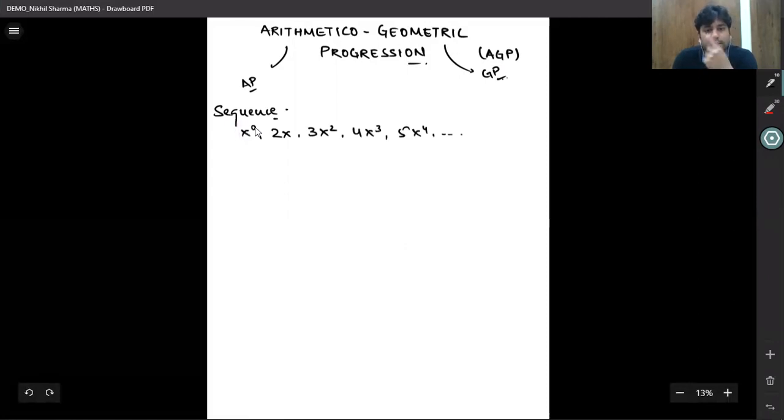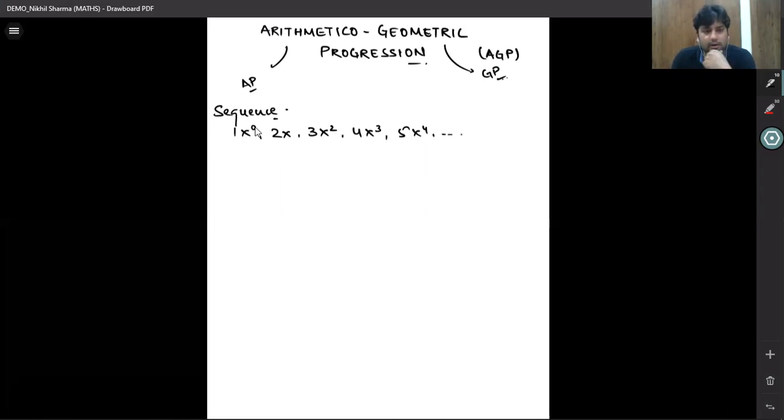Then in the other term, there's 2 and x. In the next term, there's 3 and x squared. Then 4 and x cubed. So you can see this 1, 2, 3, 4, 5, all this form an AP, as well as x raised to the power 0, x raised to the power 1, x squared, x cubed, x raised to the power 4, all this forms a GP. So seeing the individual terms, you can find out that it contains both the terms of an AP as well as a GP. So that's why it is known as AGP.